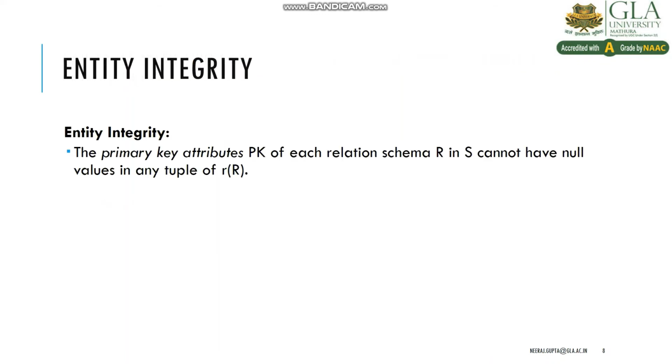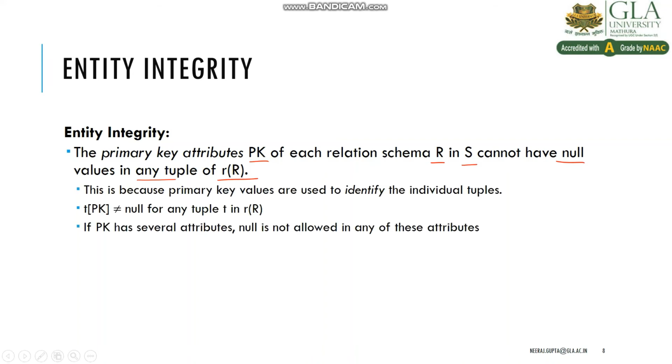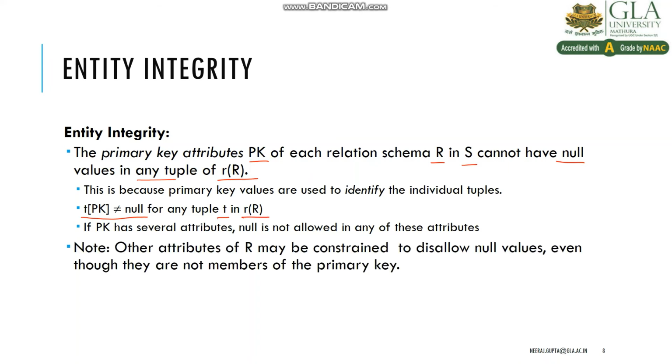Entity integrity: the primary key attributes, that is PK of any relation R in S, cannot have null values in any tuple of r(R). So the primary key cannot have a null value; that is the entity integrity constraint. Mathematically it is denoted by t[PK] is not equal to null for any tuple t in r(R). Other attributes of R may be constrained to disallow null values, for example in student, roll number cannot have a null value. Similarly, name cannot have a null value, suppose name is such an attribute.